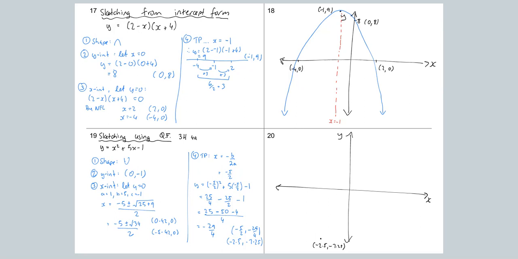Might as well do that now. So the y-intercept is probably about here. The x-intercepts are 0.42 and negative 5.2. So 0.42 is going to be about here. And negative 5.2 is going to be about here, something like that. Okay, and then we can draw the graph in.